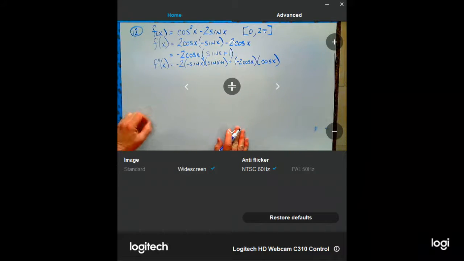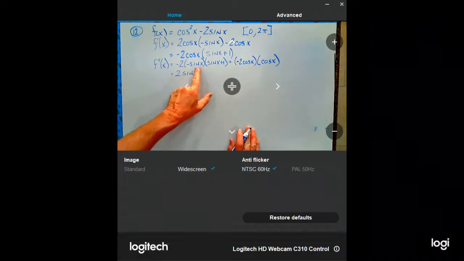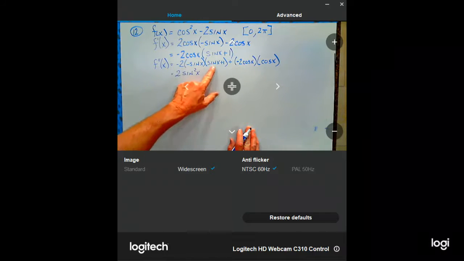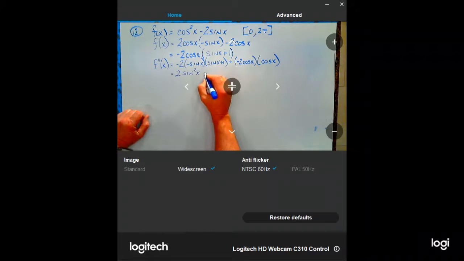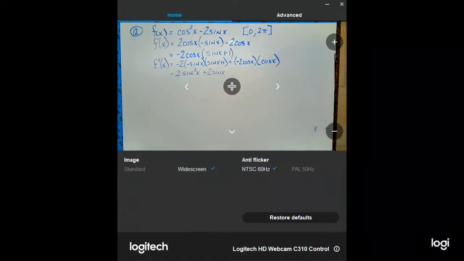So if we look at what we have here, at first glance we don't see anything that we can really factor out, do we? So what we'll do is we'll multiply these together. What are we going to get here? We're going to get 2 sine squared x, right? And then that negative times that negative is positive. So we get sine squared times sine. So negative times negative, that's positive 2 sine x times 1. So that's going to be plus 2 sine x there, right? Plus 2 sine x.